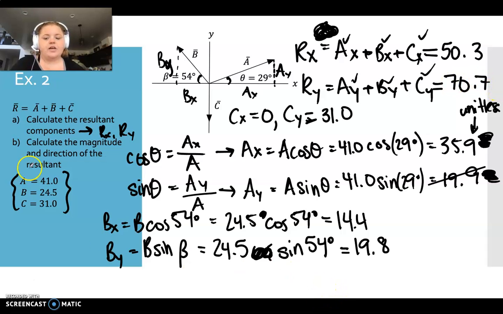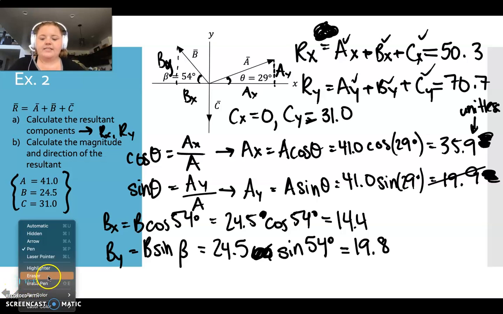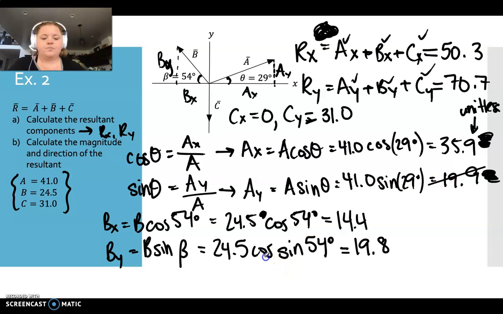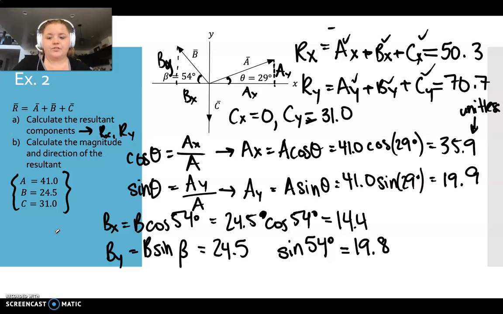Now I know that there's a lot on this screen right now, but hopefully that made some sense. And this is just the first part. So I'm going to go ahead and erase this and then go into the next video with the second part. Okay, so we have our r sub x and r sub y. Now we will need to calculate our magnitude and direction of that resultant.